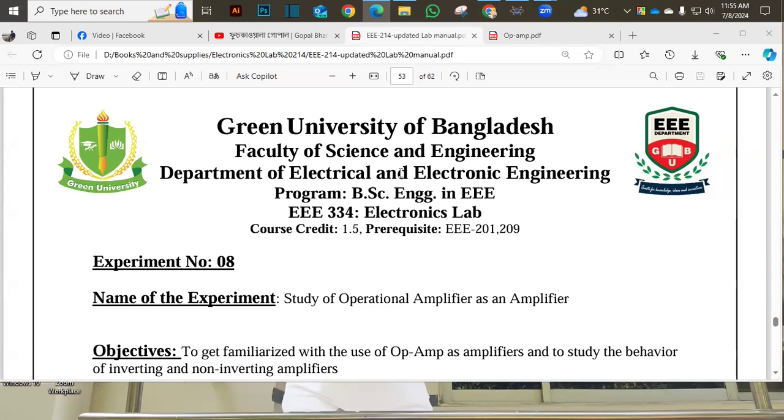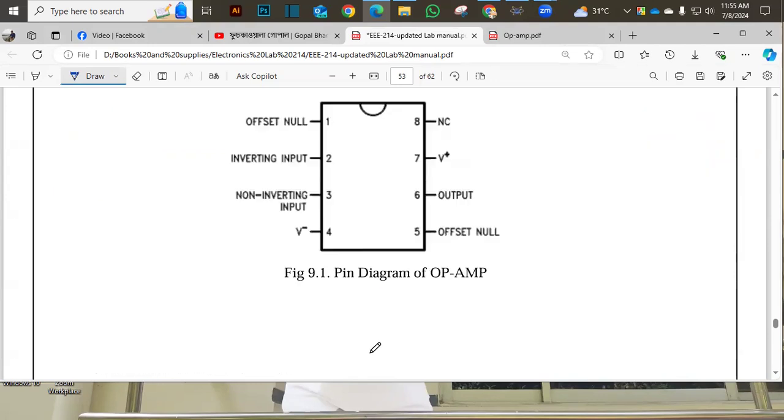This is our third lab lecture, which is on study of operational amplifier as an amplifier. In this experiment, we are using an amplifier circuit by developing an op amp. Basically, this is the circuit diagram of an op amp where the second terminal shows us the inverting input and the third terminal shows us the non-inverting input, which is the positive input, and inverting input means negative input.